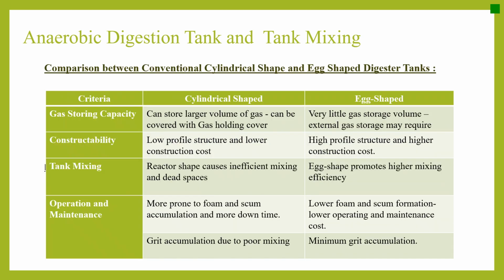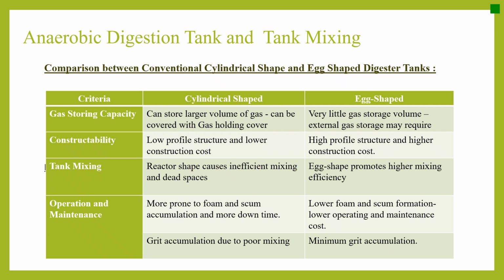Here is a comparison between conventional cylindrical and egg-shaped digester tanks. For gas storing capacity, the cylindrical shape can store a larger volume of gas because it can be covered with a gas holding cover. The egg shape has very little gas storage volume and may require an external gas storage facility. Regarding constructability, the cylindrical digester is a low profile structure and that leads to lower construction cost. But the egg shape is a high profile structure and requires higher construction cost.